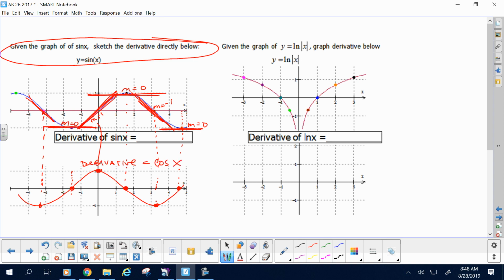So cool. Now that makes total sense. The slopes are periodic. They go up and down, up and down. So of course the derivative is periodic, cosine.